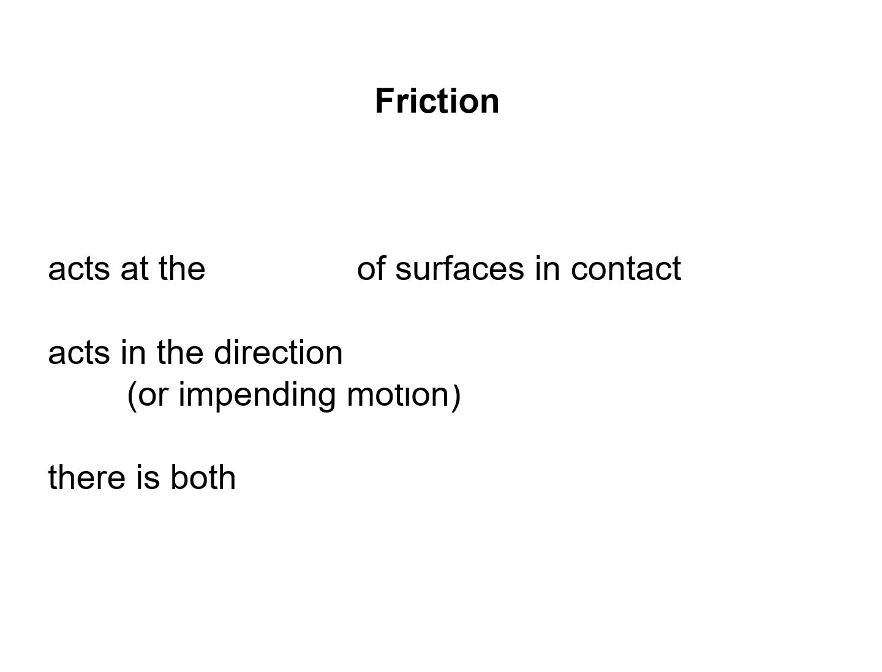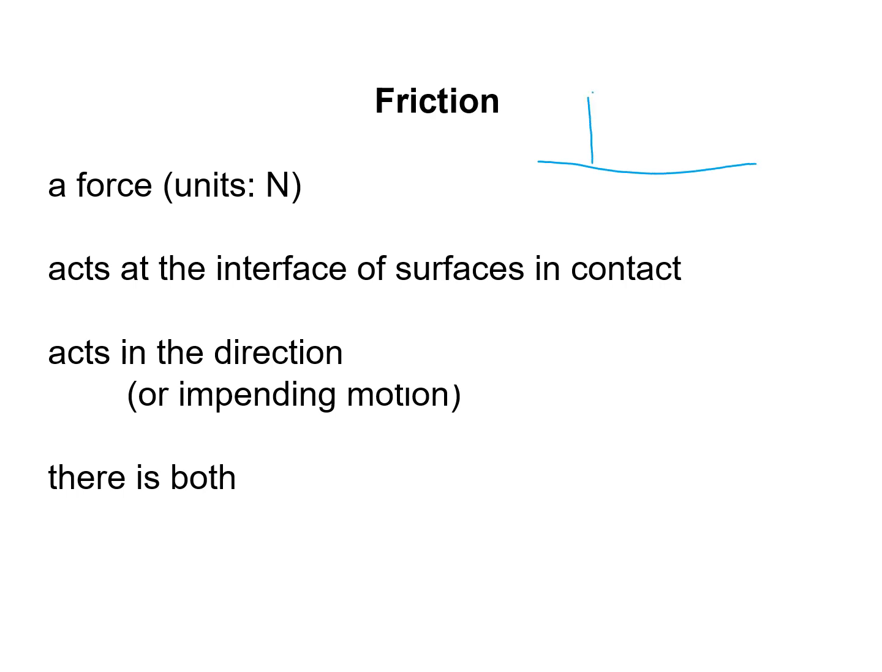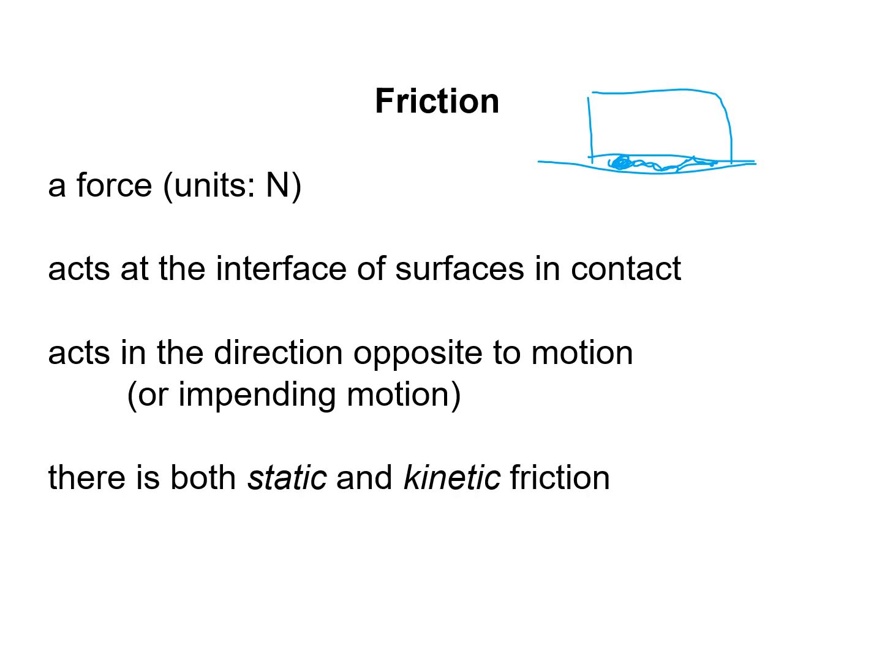So let's talk about friction. Friction acts as a force. We measure it in newtons, and it acts at the interface of surfaces in contact. So once again, we'll have this box on the ledge. In between the box and the ledge, that's our interface. That's where friction is acting. It acts in the direction opposite to the motion occurring, or it impedes motion. There is both static and kinetic friction, and we'll look at those in just a bit.